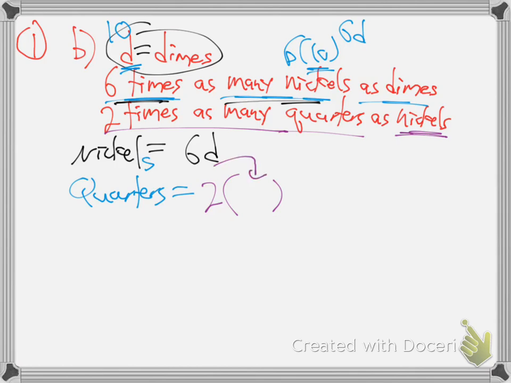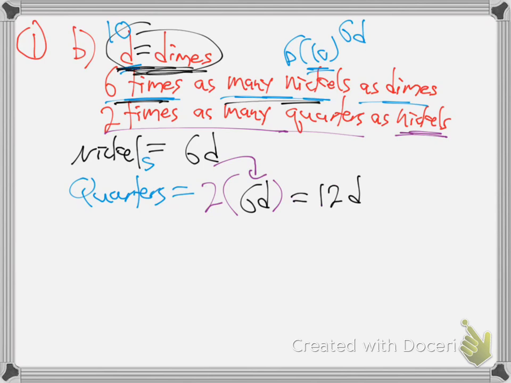Yeah, the nickels formula, the 6D. It's not saying twice as many quarters as dimes, because then that'd be 2D. It's saying twice as many quarters as nickels. Twice the nickel formula, which ends up just becoming 12D. Does that make sense? We see how we built that up?